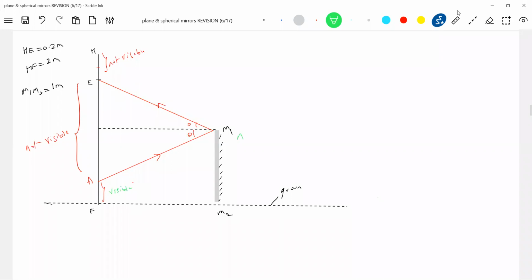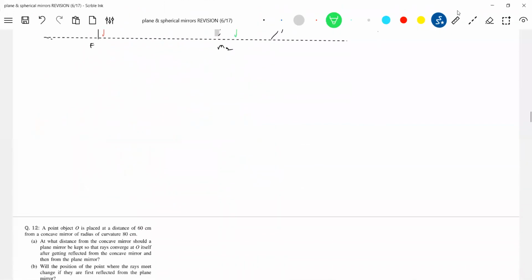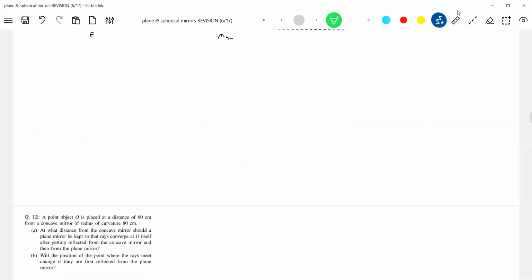But sir, what is the length of the mirror? The length of the mirror is how much? It is 1 meter. So again, the position of the mirror also matters. Is it justified? Now I will decrease the length of the mirror. I'll bring a very small portion of it.